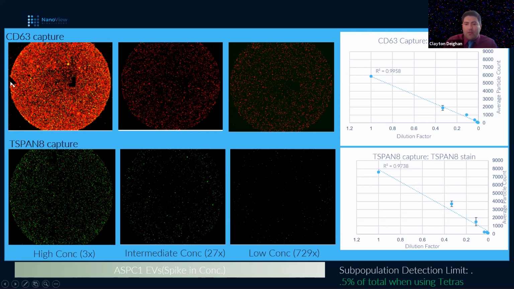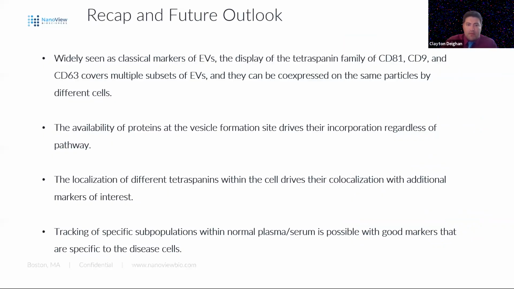And really nice, easy experiment here that really captures the difference between sensing EVs in the plasma and sensing EVs derived from the cancer cell based on their specific marker, T-span8, a different tetraspanin here. So this is, I'll recap it here. I'm at almost an hour on my timer, so I think I'm getting pretty close.